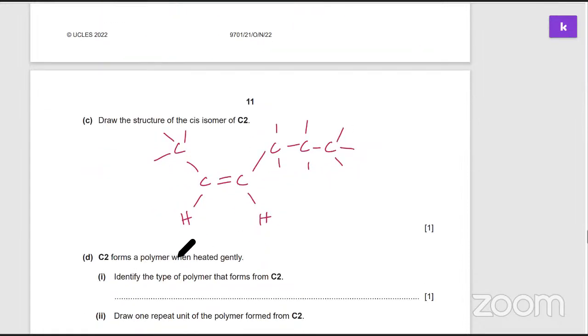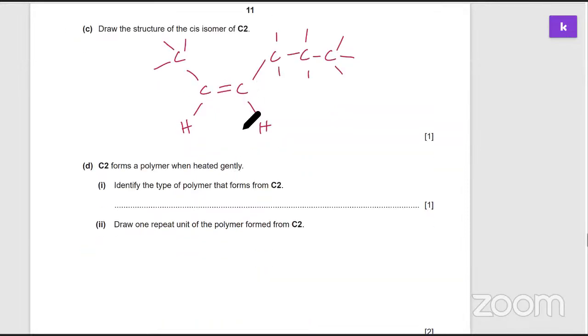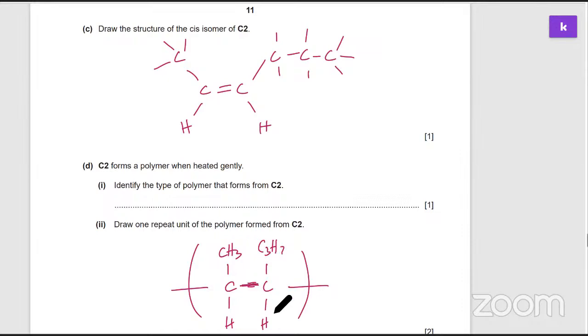C2 forms a polymer, this one. Alkenes, what type of polymerization would happen? Addition polymerization, sir. Okay, you have to draw a repeat unit, so just draw the double bond. There's H, and on top there are 3 carbon atoms, so that's C3H7. Over here it's CH3. The monomers would join up and form linkages, and the double bond would turn into a single bond.